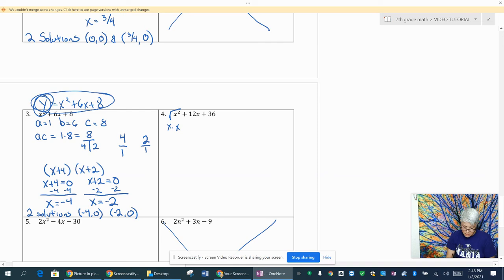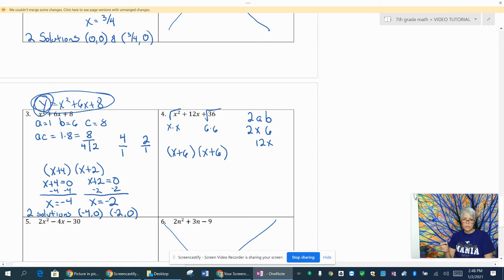X times x. I see a perfect square here. 6 times 6. And then I'm going to see if it works out in the middle. 2ab, so that'd be 2 times x times 6, which is 12x. So what do I know from that? I know that it's going to be x plus 6, x plus 6.